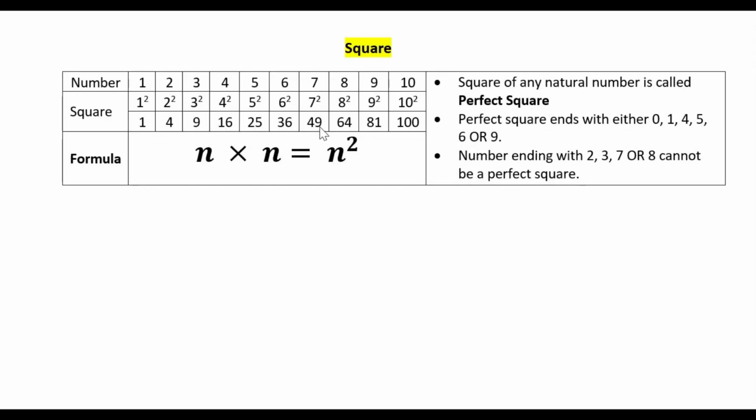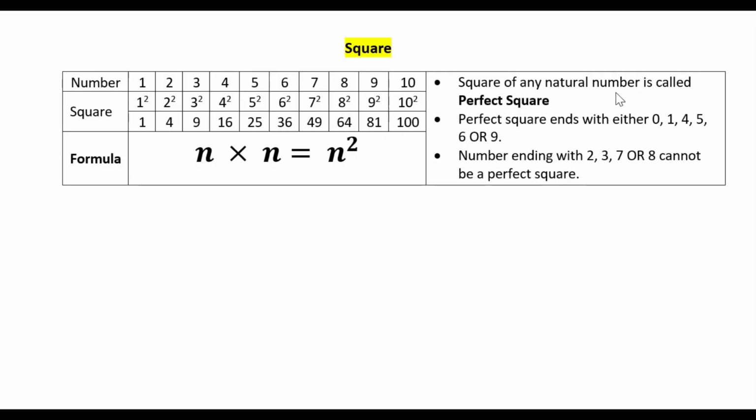Now if we analyze these numbers like 1, 4, 9, 16, 25, 36, 49, 64, and 81, we see that the ending number, the unit digit of these numbers, is either 0, 1, 4, 5, 6, or 9. What it means is if we do a square of any natural number, the unit digit of that square number can be 0, 1, 4, 5, 6, or 9. What it means is any number which is ending with 2, 3, 7, or 8 cannot be a perfect square. Okay, and what is a perfect square?